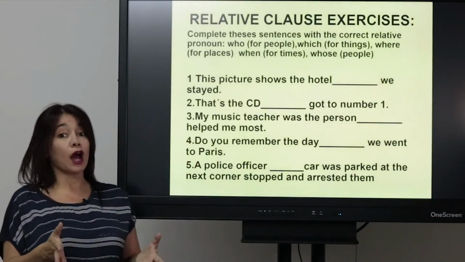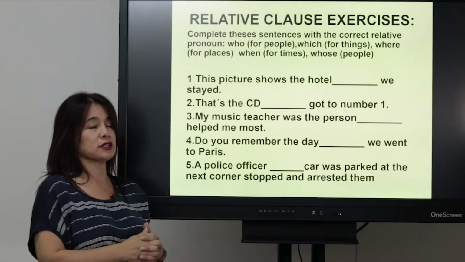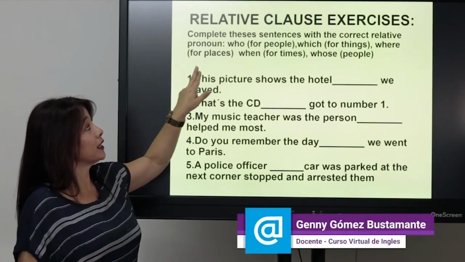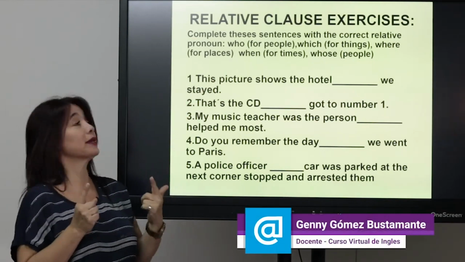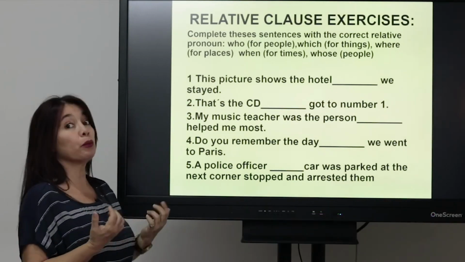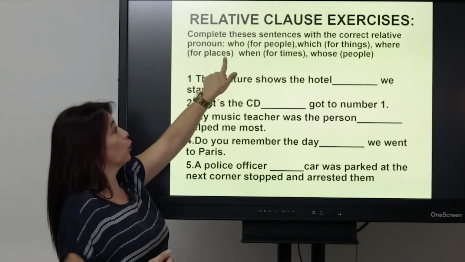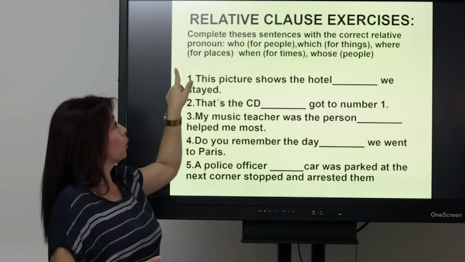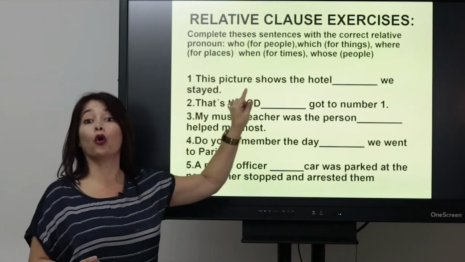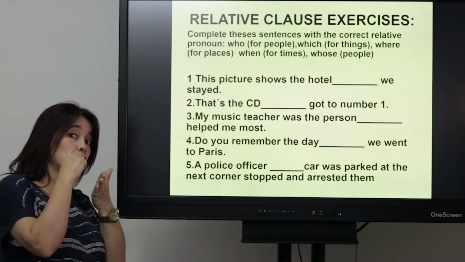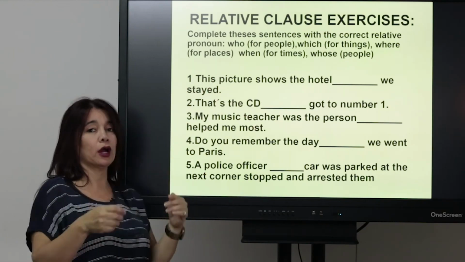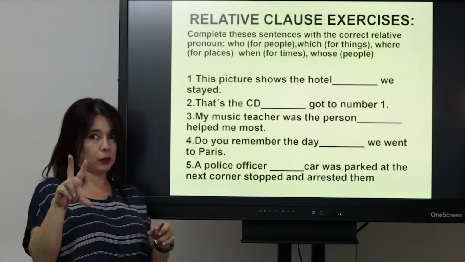Okay? Now, we're going to do the following activity. You're going to complete these sentences with the correct relative pronoun. Remember, who, which, where, when, or whose. You're going to answer on a piece of paper and you're going to send it to me on the platform.